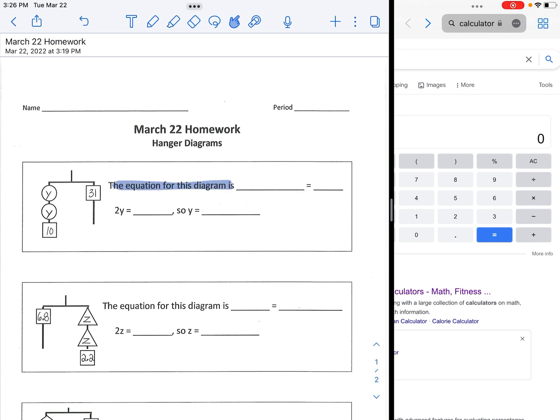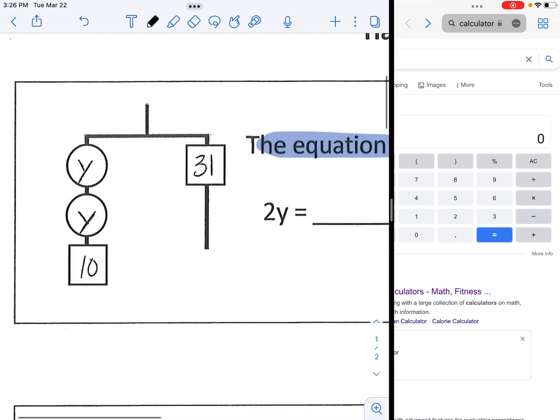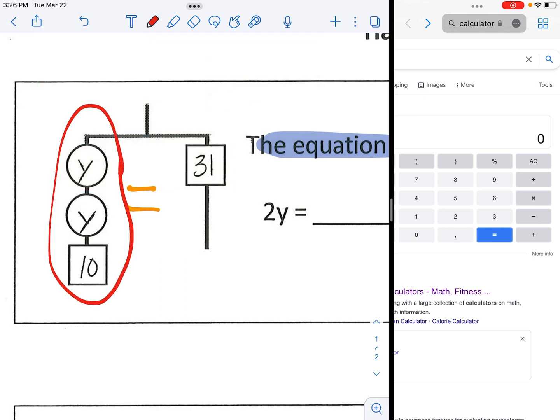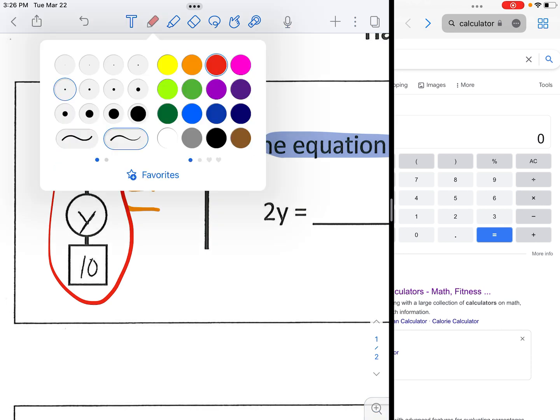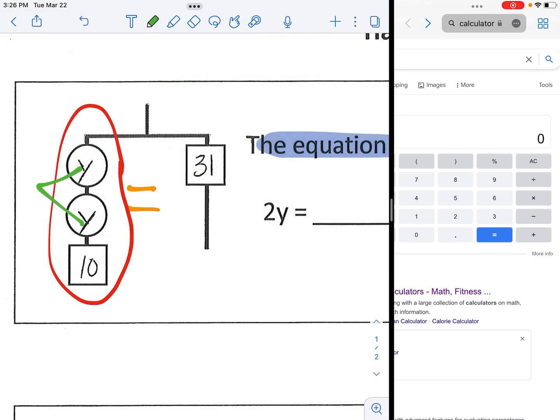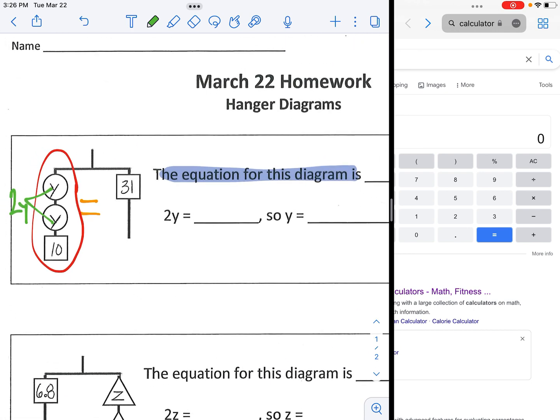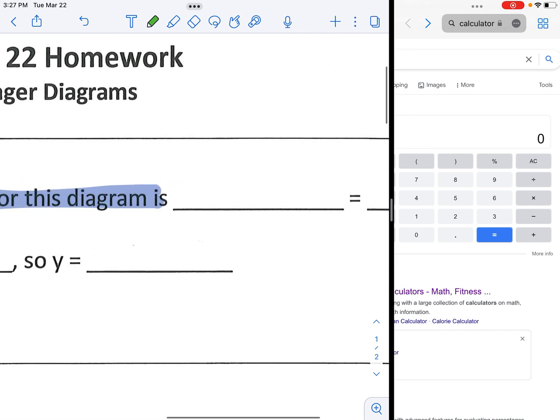So I want you to remember that one side equals the other side. So I'm going to put a big equals here. And then I'm going to look at what I have on the left side. I have a y and a y and a 10. Together, these are two y's. So on the left side, I have 2 y's and a 10. So I'm going to write 2y and a 10.